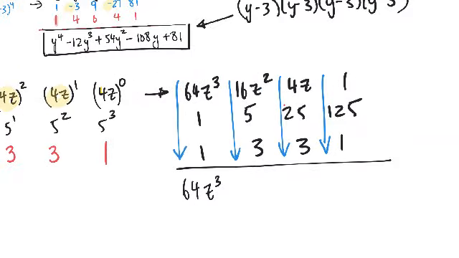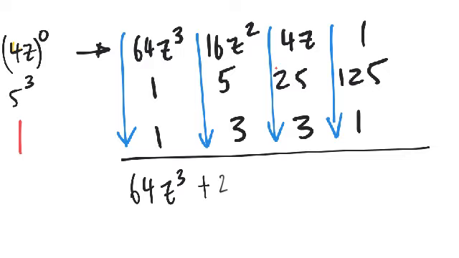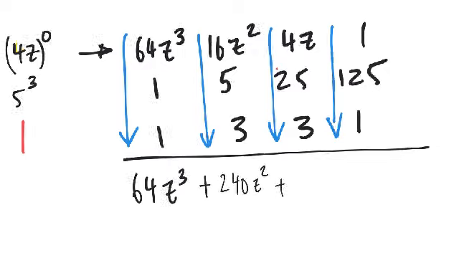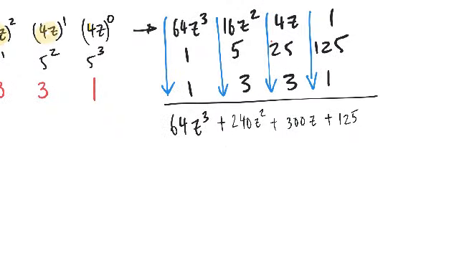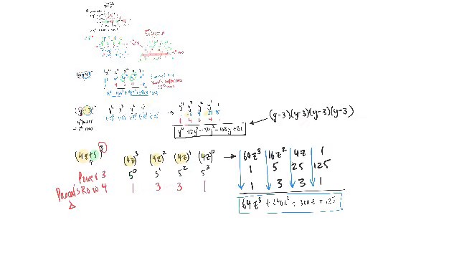So anyway, we get here 15 times 16, that would be 240z squared. And then here we have 100 times 3, so that's 300z plus 125. So that's our final answer. Two terms. And so we took that.